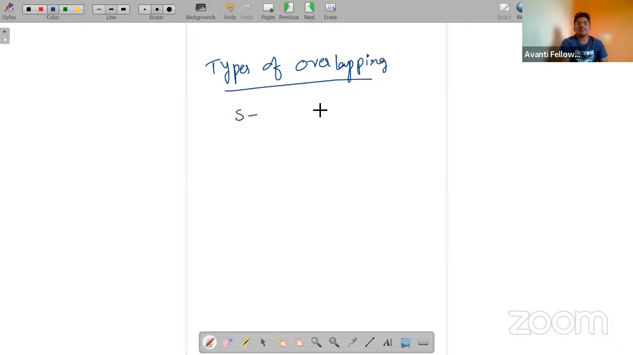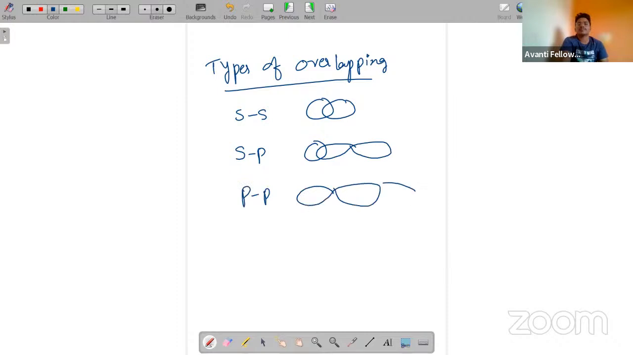Yes, overlapping. So S and S overlapping. Next, S and P overlapping. And next, P and P overlapping. So these three overlappings are called sigma bond overlapping. What type of bonds are there? Sigma bond overlapping. Very important. These are the three sigma bond overlappings.